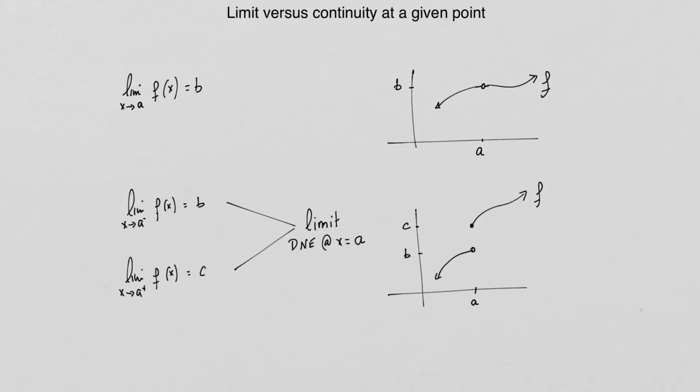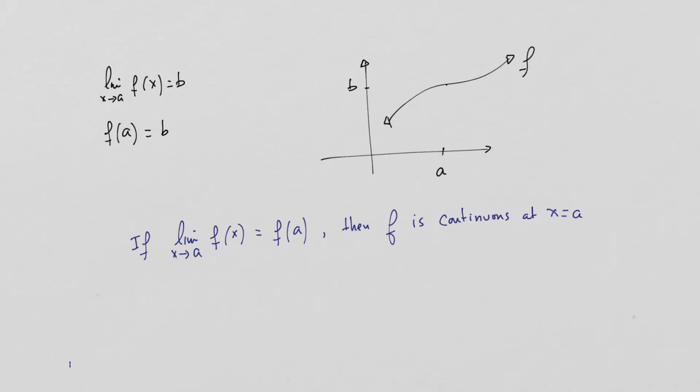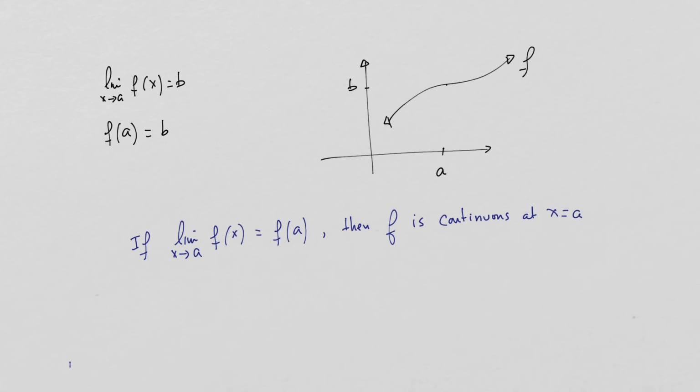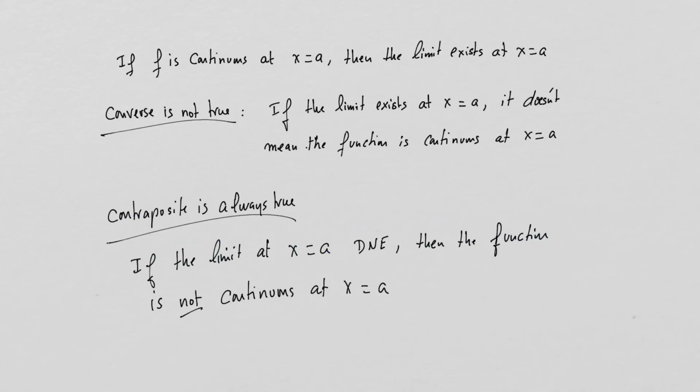Now, notice here, the limit as x approaches a exists, but the function is still discontinuous. Clearly here, the limit doesn't even exist. In here, the limit as x approaches a does exist, and also f of a is the same value, so we say it's continuous. What it means is, if a function is continuous, clearly the limit has to exist. Think about it. If a function is continuous, the limit has to exist.